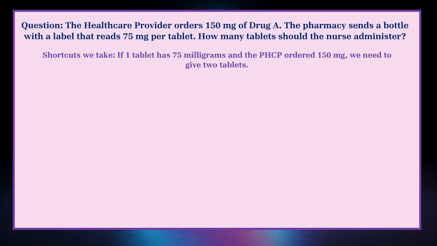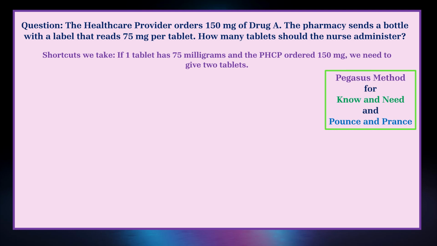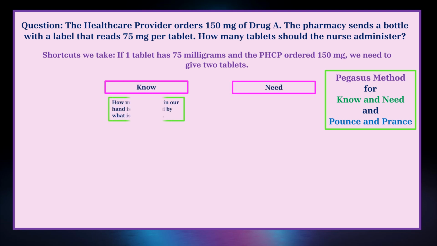Well, there's shortcuts we can take. For example, if one tablet has 75 milligrams and we need to give 150 milligrams, we need to give 2 tablets. But what if you're not sure how to do that in your head? We're going to use the Pegasus method. It requires 2 variables, know and need, and the technique is pounce and prance. So what we know and what we need.